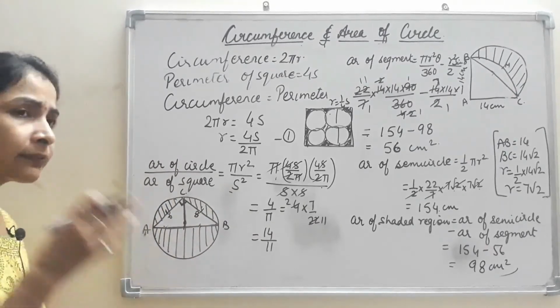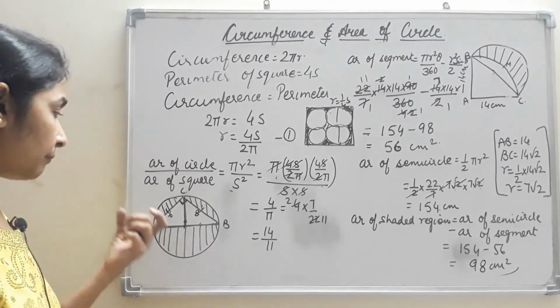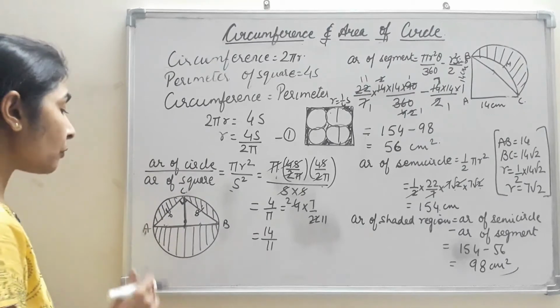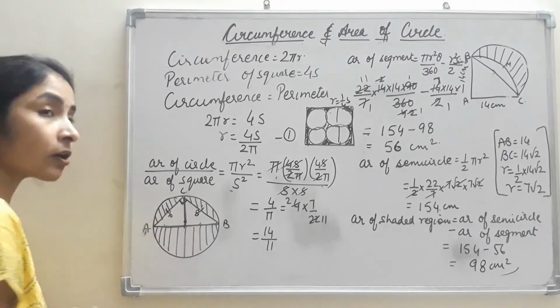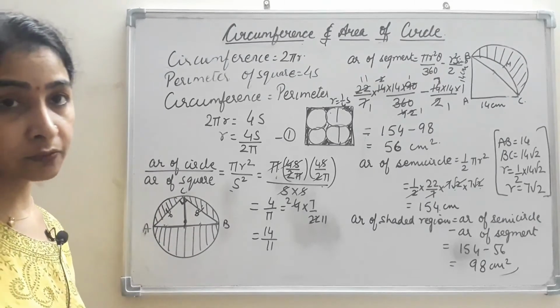If suppose I give you one more question here. Suppose you are not given the radius of the circle. You are given these two chords, but you are not given the radius of the circle.